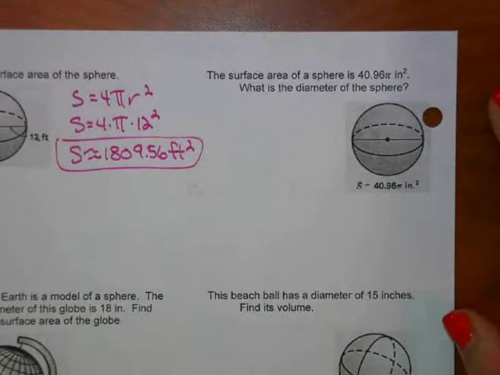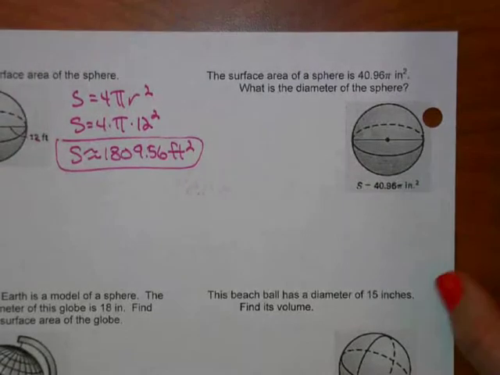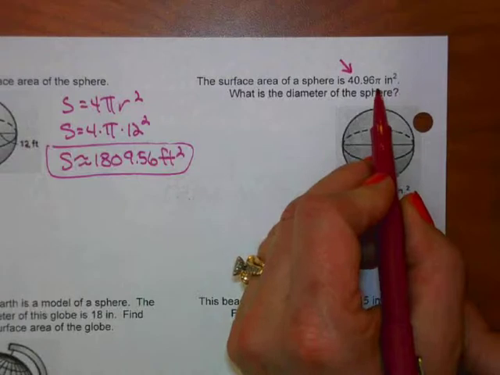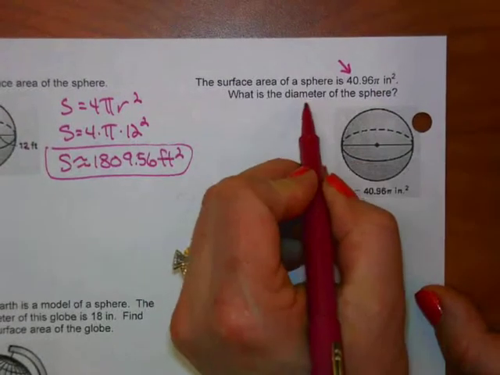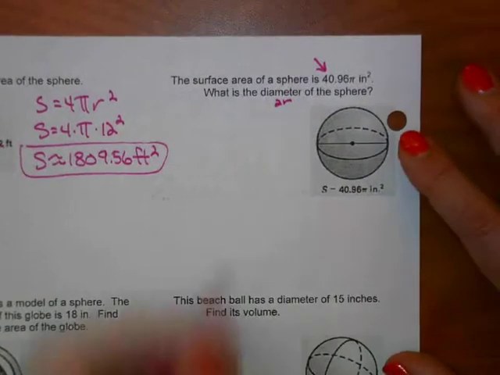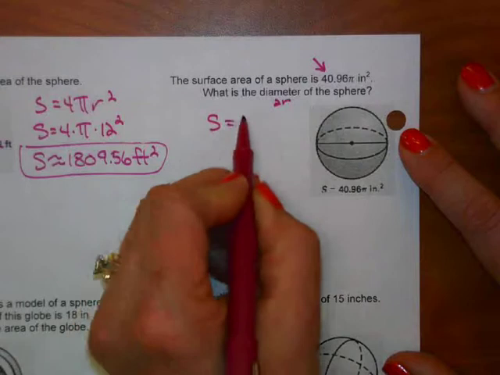Okay, the next one, the surface area of a sphere is 40.96 pi. I didn't do this one right. That's okay, I can do it now. What is the diameter of the sphere? So there's a couple of things going on here. They gave us the surface area with the unit pi in there. And we need the diameter. So remember, that's 2 times the radius, right? So once we find the radius, we have to double it. So we got some work here. I'll show you how this works.